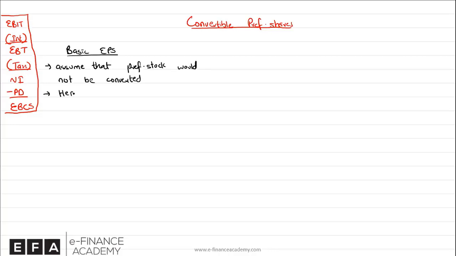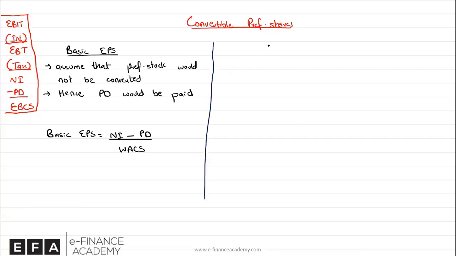Hence, preferred dividend would continue to be paid. Therefore, if you assume that preferred stock would not be converted, since it's like a normal preferred stock, the basic EPS calculated should be net income minus preferred dividend, which gives you EBCS, earnings belonging to common shareholders, divided by weighted average common shares. The number of shares would not change since we are assuming that it would not actually be converted. Okay, let's look at what if it's converted, and for that reason we want to calculate diluted EPS.